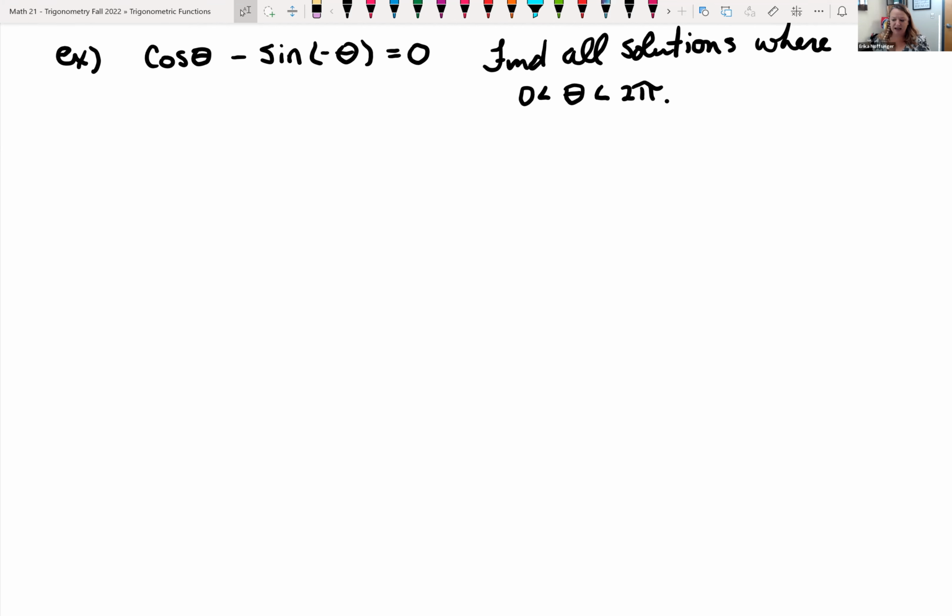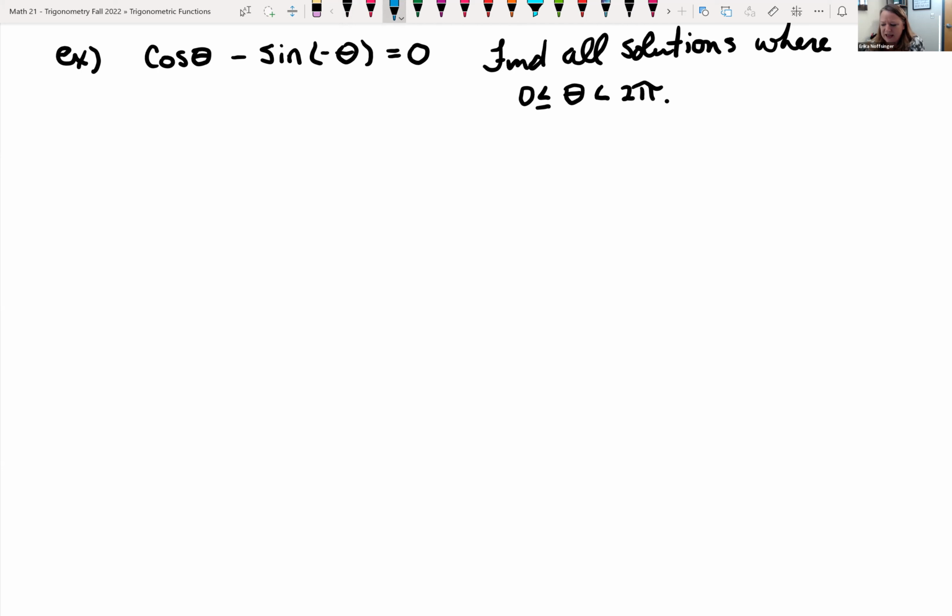So here we have cosine theta minus sine of negative theta equals 0. We want to find all solutions where theta falls between 0, including 0, and 2 pi. So again, here we have a trigonometric equation that has two trig functions in it, so we want to manipulate it so that it only has one. The problem is we don't have a cosine squared or a sine squared, so we can't use that identity that we had used before. We could, though, if we squared both sides of our equation, then we would have a cosine squared and a sine squared. We actually have both. But before we do that, let's move that sine of negative theta to the other side.